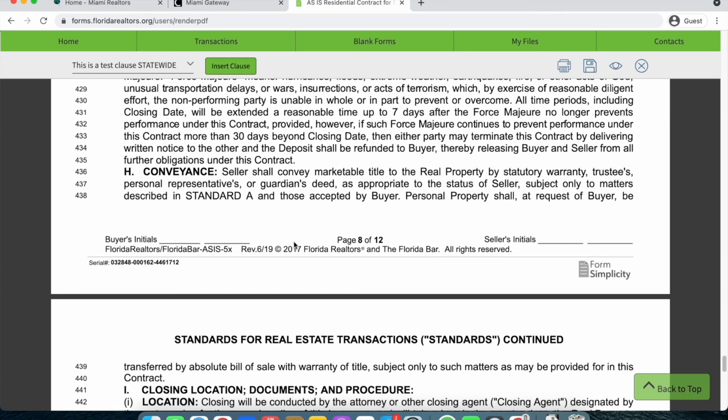Conveyance: seller shall convey marketable title. So the contract lays out that the seller has to convey marketable title. What is marketable title? Marketable title is basically free of liens and encumbrances.